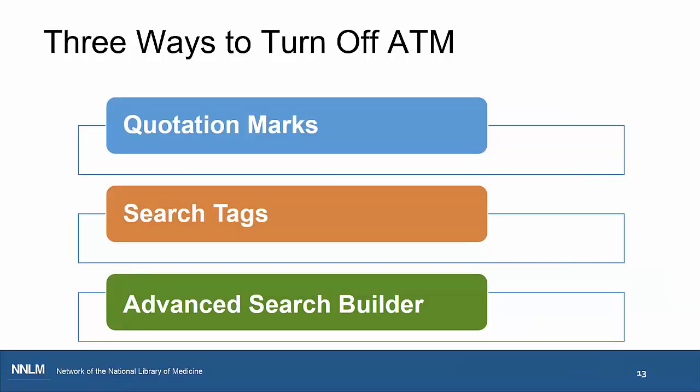2, you can use search tags, such as the mesh tag or the title and abstract tag. And 3, you can use the advanced search builder and search by field, like the author field or the journal field. So this is the answer to the last item on your handout, number 8, quotation marks, search tags, and advanced search builder.